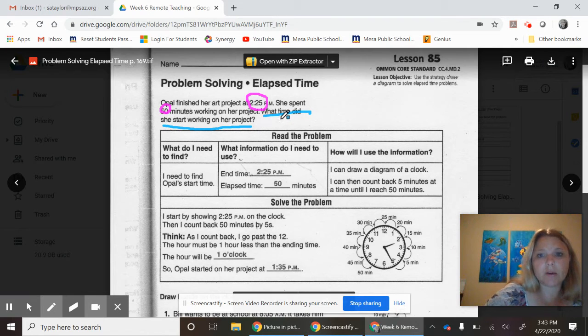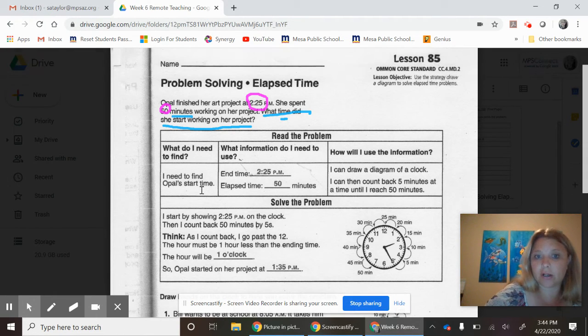So we're talking about time. That is our key fact here. And we're talking about time that's in minutes. And it looks like we're going to have to deal with some hour time also. Okay. So if we again look at this, what do we need to find out? I need to find Opal's start time.